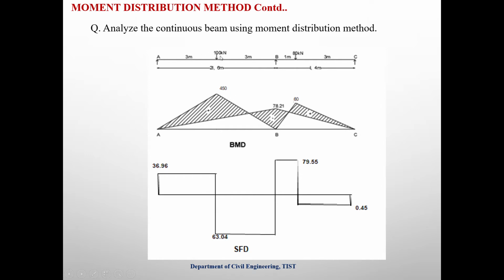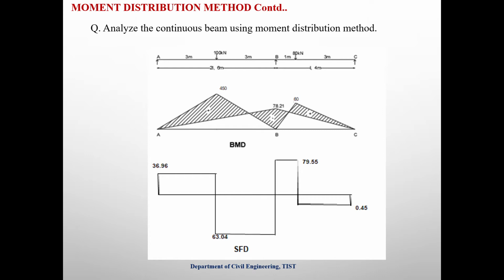central point load, that means M bar AB is minus WL by 8, M bar BA is plus WL by 8. Then in the case of BC, since it is subjected to an eccentric point load, M bar BC is minus W AB square by L square and M bar CB is W A square B by L square. After that, find out the distribution factor.